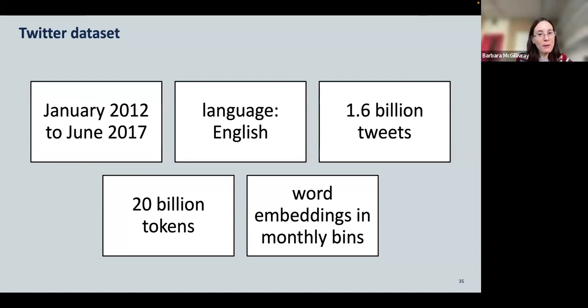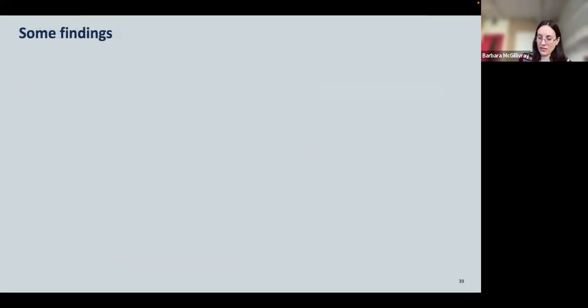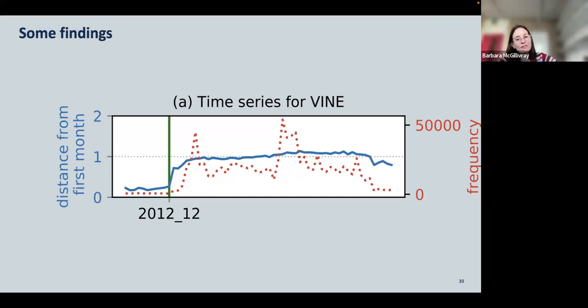And we applied similar methods, and we trained embeddings, and here's what we found. We found that certain words had changed their context of use and therefore were considered candidates for change. Vine is one of them. So in December 2012, and from December to January 2013, Vine really changed its meaning very rapidly. The blue line shows the distance between the embedding of the word in a certain month and the embedding of the word at the beginning of the time period, whereas the red dotted line shows the frequency of the word, just to give you some context.